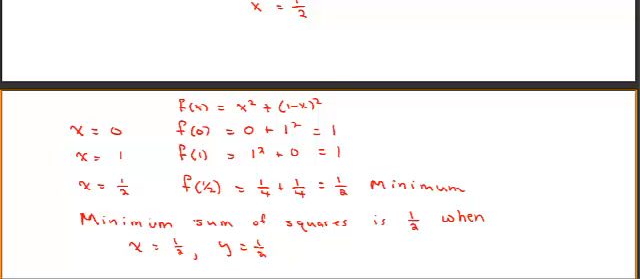And so that would be the answer to this problem, the solution to this problem.